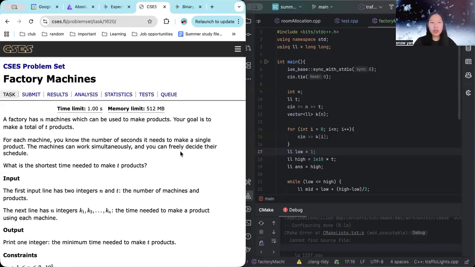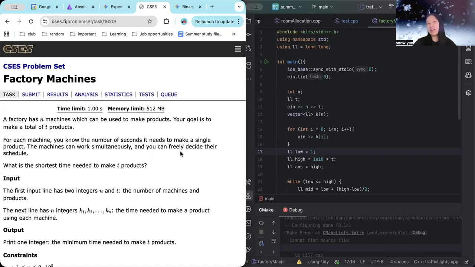Okay, so the question today for coding is called factory machines. So basically, the idea is that we have n machines that can be used to make products. Your idea is to make t products. And for each machine, you know the number of seconds it takes to make a single product. They can work simultaneously, and you can decide what is the shortest time to make the t products.